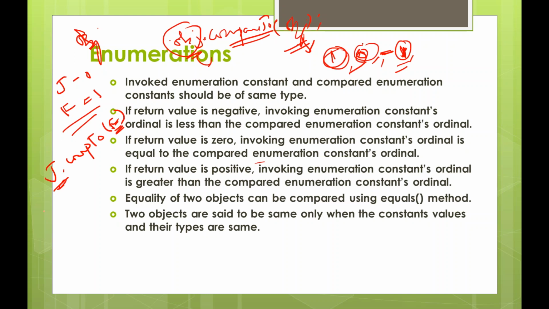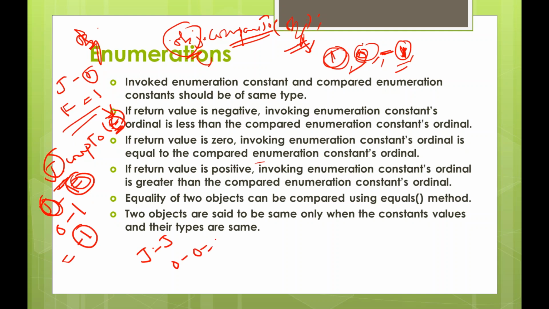So compareTo means, if the logic is written by taking the ordinals, it is always the ordinal of J minus F, that is the invoking object minus the parameter object. That is 0 minus 1. The result is minus 1. That means J comes first and then F comes. J comes before February. If you are comparing J with J, ordinal of 0 minus 0 is 0. So both are equal.